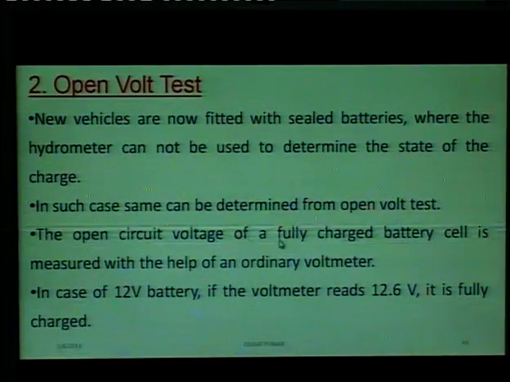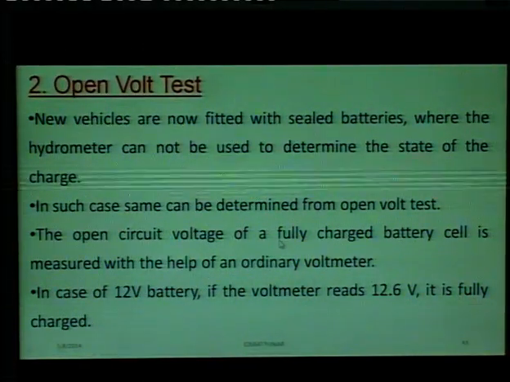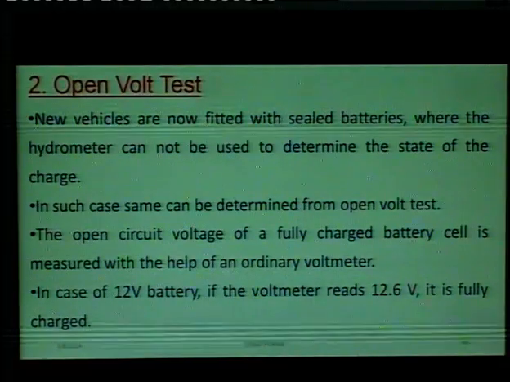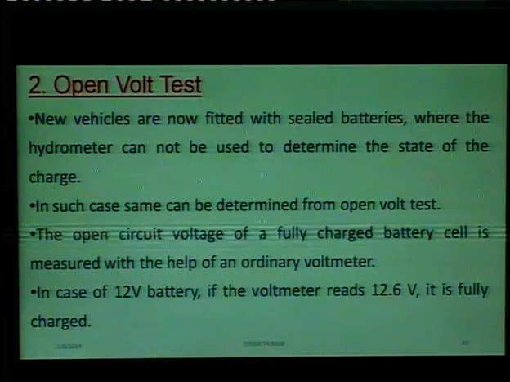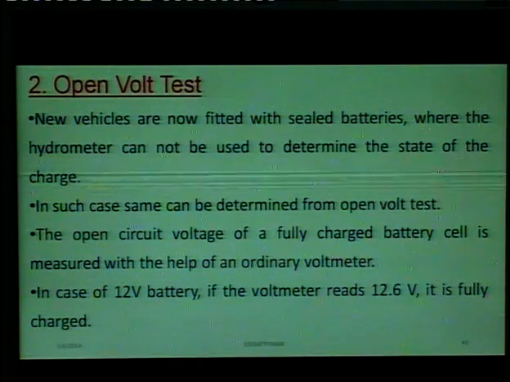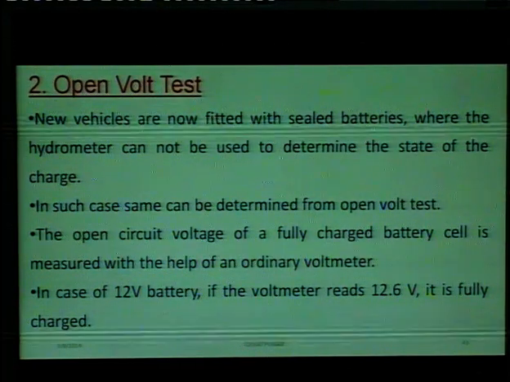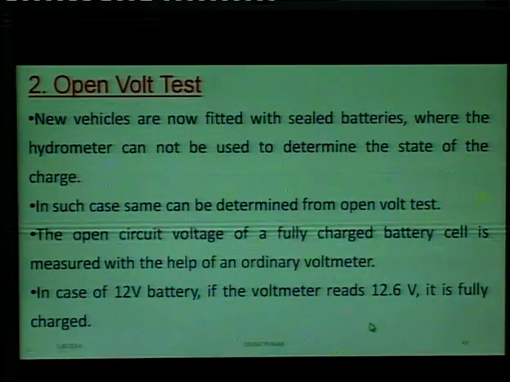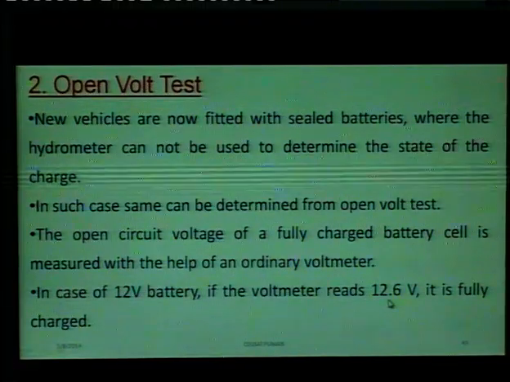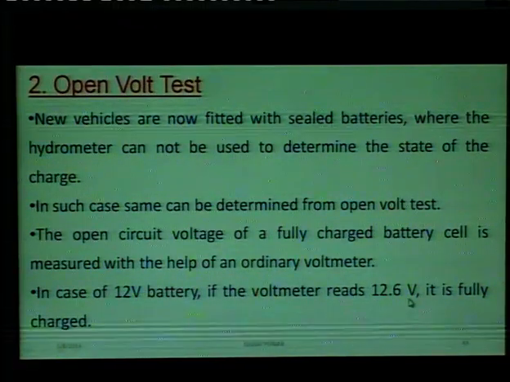ਅਨਦਰ ਟੈਸਟ ਇਜ਼ ਓਪਨ ਵੋਲਟ ਟੈਸਟ। ਦੇਖੋ ਅੱਜ ਕੱਲ੍ਹ ਦੀਆਂ ਬੈਟਰੀਆਂ ਜਿਹੜੀਆਂ ਆ ਰਹੀਆਂ ਨੇ ਉਹਨਾਂ ਦੇ ਵਿੱਚ ਸੈੱਲ ਅਸੀਂ ਖੋਲ੍ਹ ਨਹੀਂ ਸਕਦੇ, ਕਈ ਵਾਰ ਨਹੀਂ ਖੁੱਲ੍ਹਦੇ। ਸੋ ਨਿਊ ਵਹੀਕਲਸ ਆਰ ਨਾਓ ਫਿਟਡ ਵਿਦ ਸੀਲਡ ਬੈਟਰੀ, ਤਾਂ ਉੱਥੇ ਹਾਈਡਰੋਮੀਟਰ ਵਿੱਚ ਪਾ ਕੇ ਦੇਖਣਾ ਮੁਸ਼ਕਲ ਹੈ। ਦੈਨ ਓਪਨ ਟੈਸਟ ਇਜ਼ ਯੂਜ਼ਡ। In the case of the 12 volt battery, if the voltmeter reads 12.6 volts, it is fully charged.